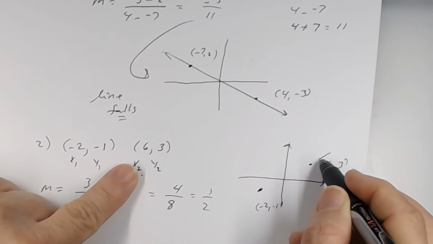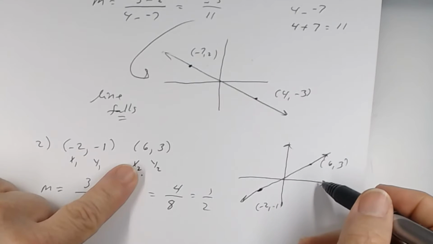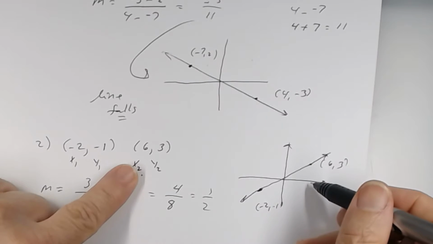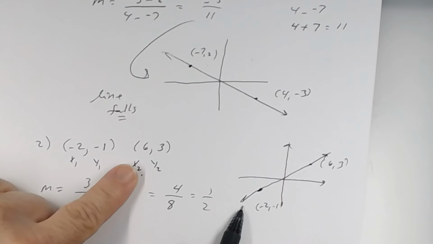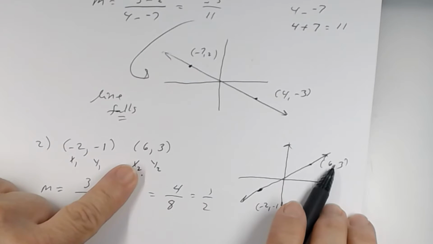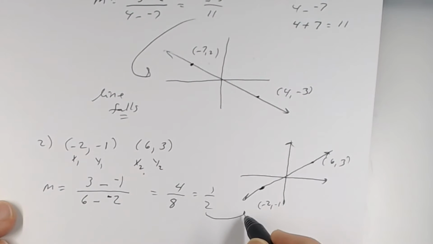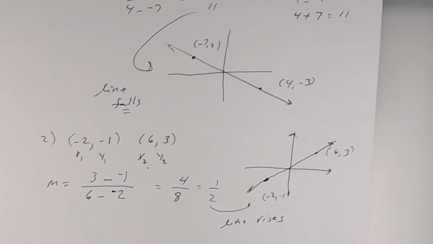When I draw the line, we say this line rises. So as I go from left to right, the y values are increasing. So your line rises. So if the slope is positive, your line is going to do what? Rise. So if the slope is negative, your line falls. If the slope is positive, your line rises.